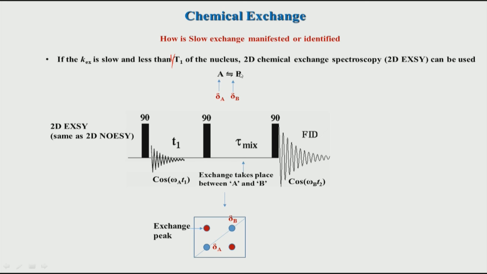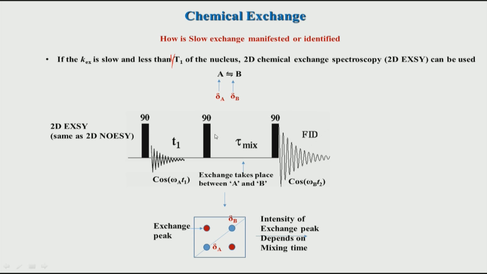Similarly, whatever was B population is getting converted to A, but there is an equilibrium. So, you expect to see intensity from both sides, A getting converted to B and B getting converted to A. This is how the exchange peak will look, and remember it is an exchange during this mixing time; this is called mixing time.